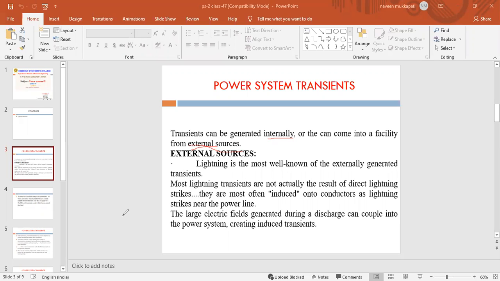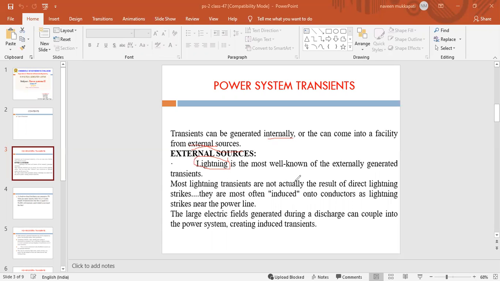Next one is the external sources. How are transients obtained in the power system due to external causes? Mainly these external sources depend upon lightning. Lightning is the most common source of externally generated transients.